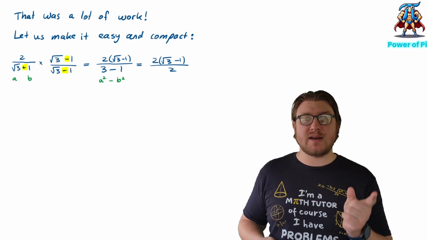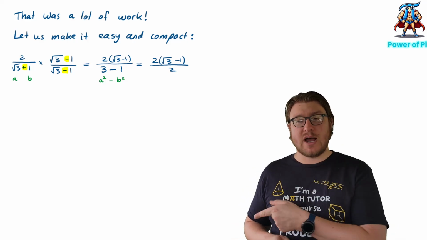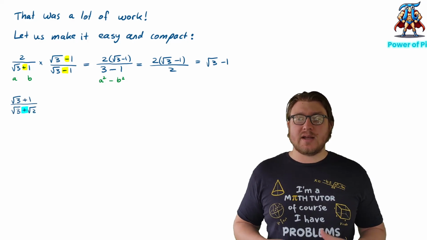Now you could have expanded the top, but here I already saw that the denominator was going to be 2, so now we can just cancel them out. Okay, give this one a go.